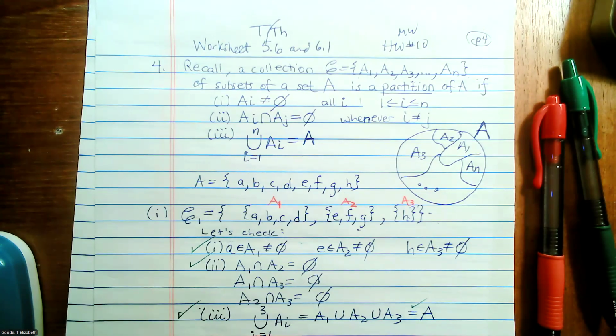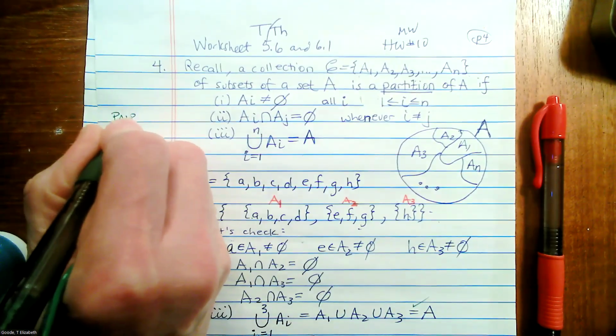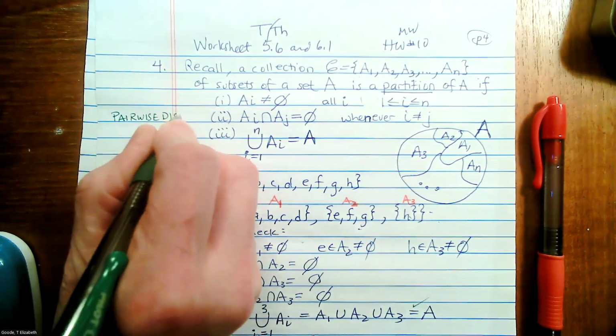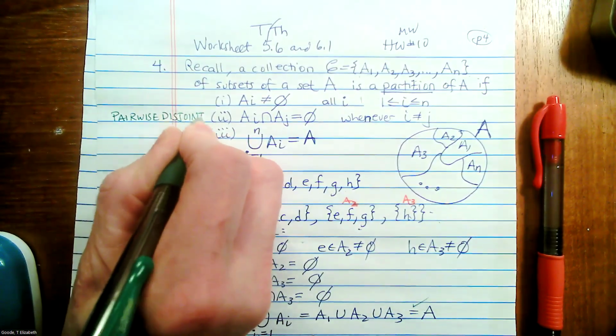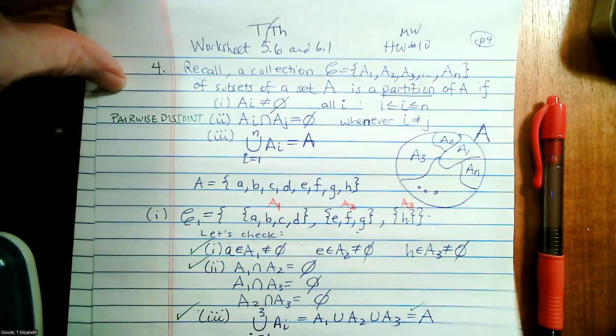It fails the second one. It does. Why? Because the intersection of A1, A2, and A3 is not an empty set. All right, now that's interesting. The intersection of A1, A2, and A3 is empty, but that's not what pairwise disjoint requires.